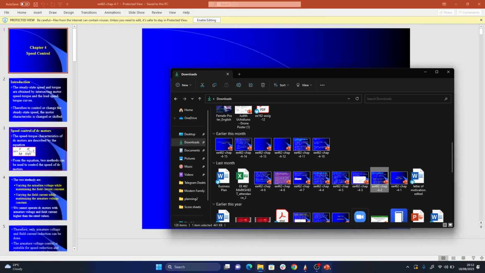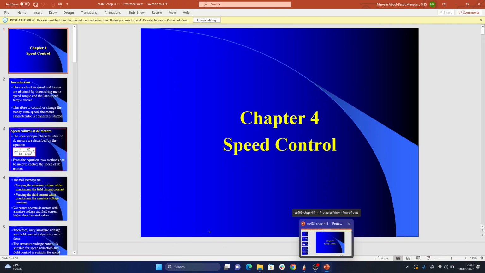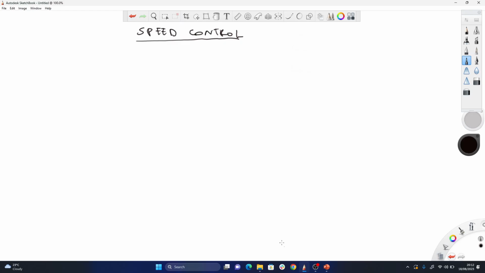So now let's talk about speed control. We're looking at speed control in DC machines. Let's take this formula. We know that speed is equal to V over K phi minus R_a I_a over K phi squared. We know this speed formula, the steady state speed formula.